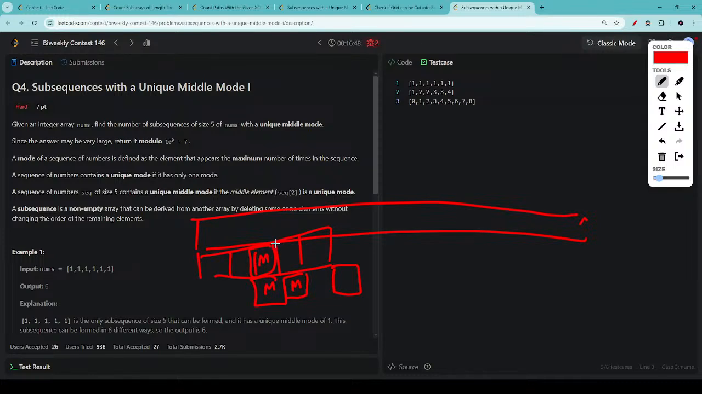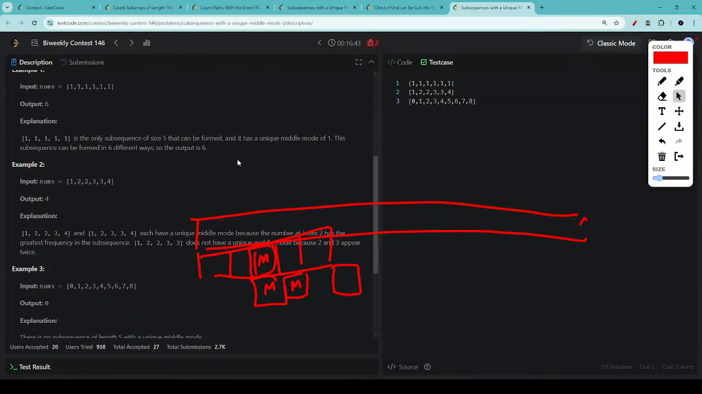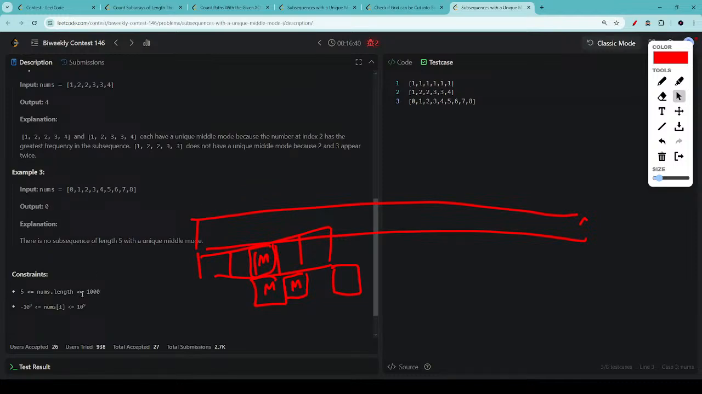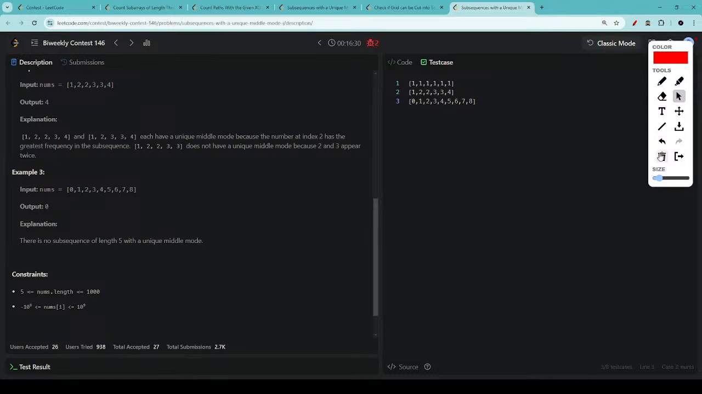So another way I'm thinking of is, here's the other alternative solution I'm thinking of. Look, the length is up to 1000, right? So this is not a very big array. So maybe what happens if I do a frequency table? Let's say I start with the middle. Let's say this number is 3, and I want 3 to be the unique middle mode. Oh, interesting. Wait a second, I think I got an idea.